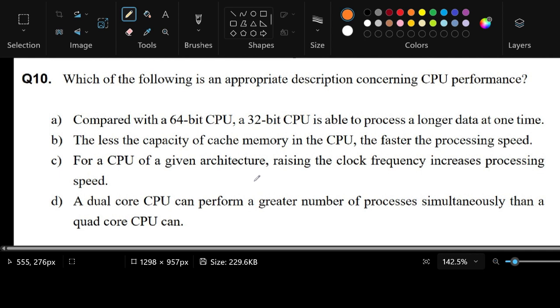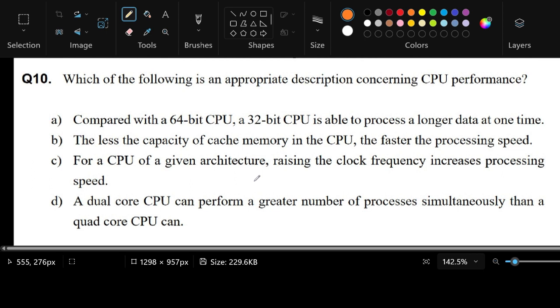Question number 10 of the ID password exam from PhilNITS. In this question, we are being asked which of the following is an appropriate description concerning CPU performance. This question isn't really too difficult.